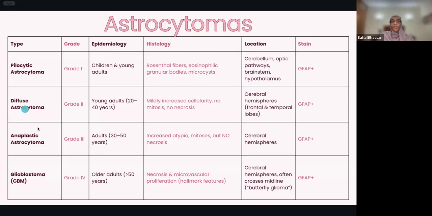Because it's located in the cerebellum, it's going to affect cerebellar functions. So patients that have pilocytic astrocytomas will typically present with things like clumsiness and ataxia. And then you have diffuse and anaplastic astrocytoma. Once an astrocytoma has been classified as diffuse, it can no longer be pilocytic. It has to be grade 2 or above.